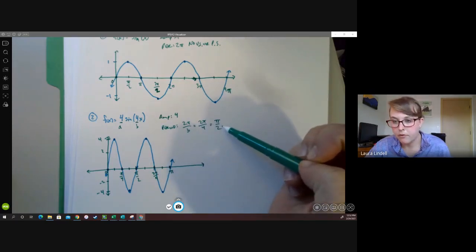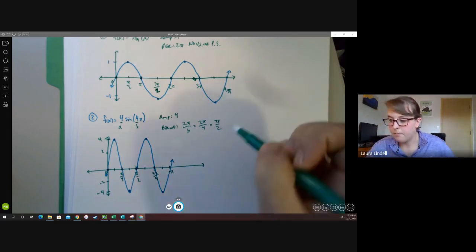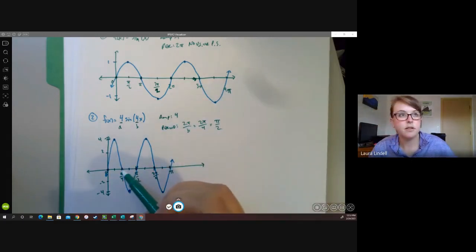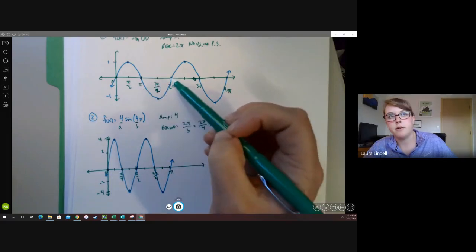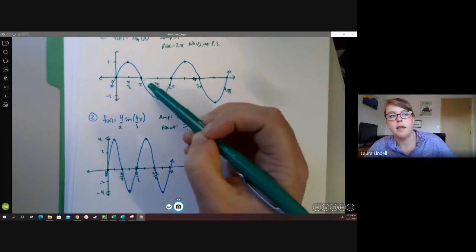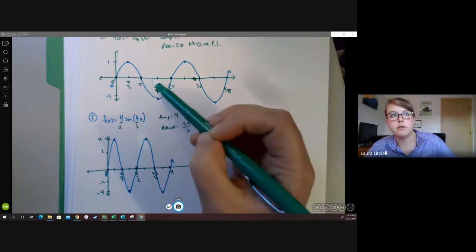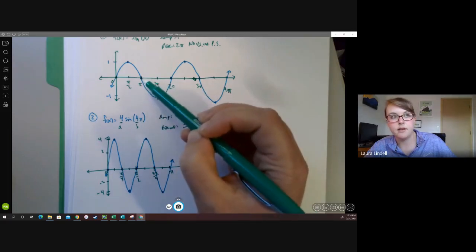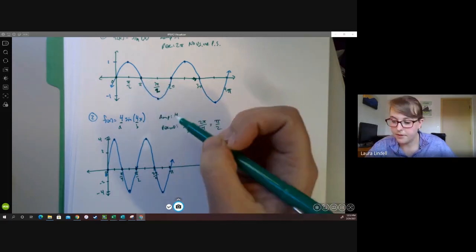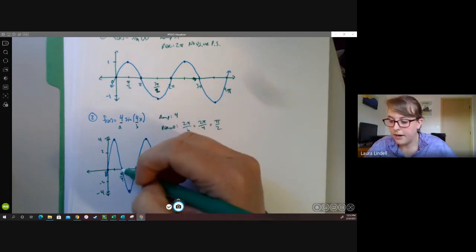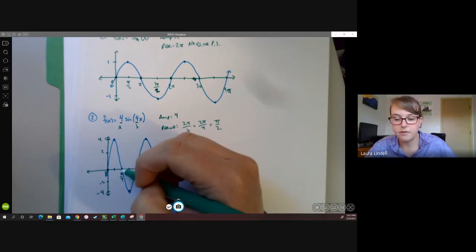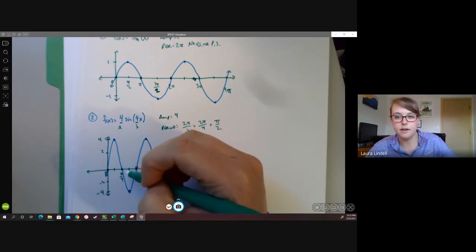And then pi over 4 is halfway between. So just like when we drew the first one, the standard period was 2 pi, and pi is halfway between 0 and 2 pi, and that's where it hits the midline again. Same thing happens here. From 0 to pi over 2, pi over 4 is halfway between those, so that's where it's going to hit the midline again.